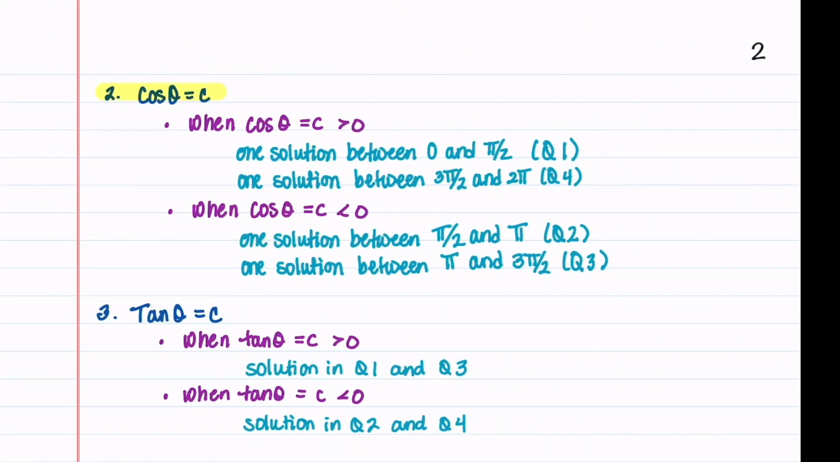The equation cosine theta is equal to c will have a solution in the first quadrant and the fourth quadrant when c is positive, and it will have a solution in the second quadrant and third quadrant when c is negative. Tangent theta is equal to c will have a solution in quadrants 1 and 3 when c is positive, and it will have a solution in quadrants 2 and 4 when c is negative.